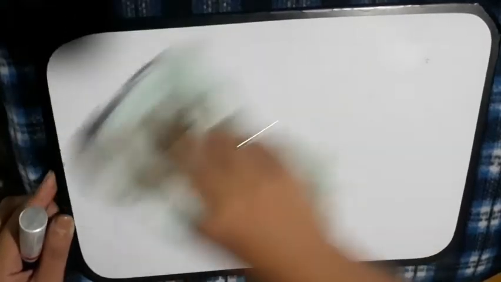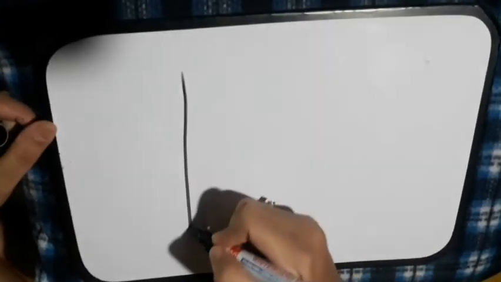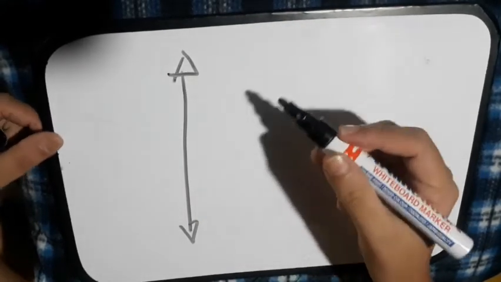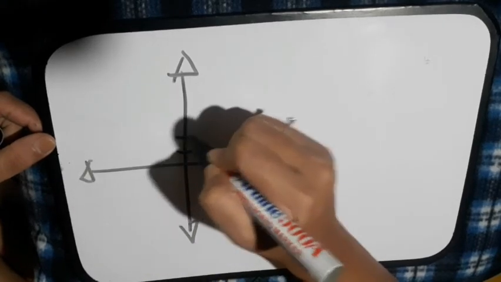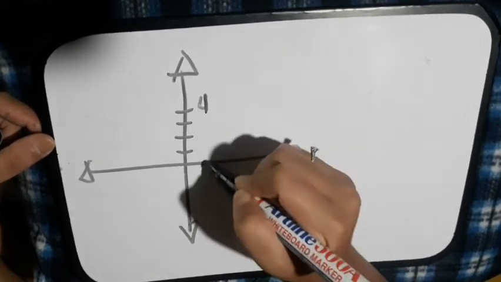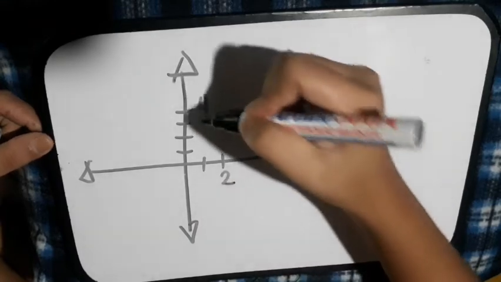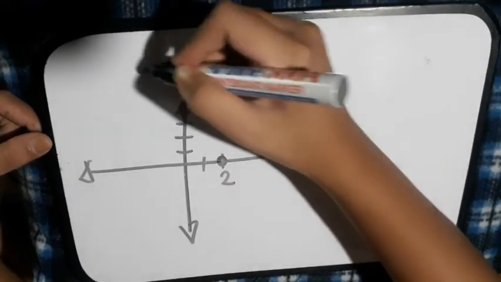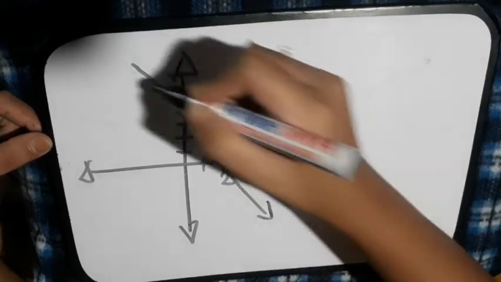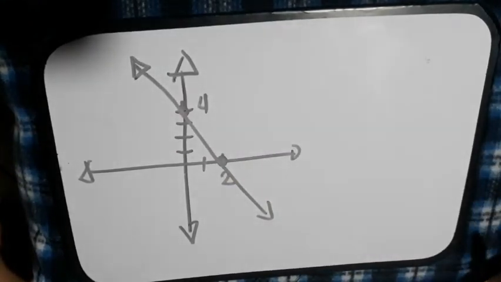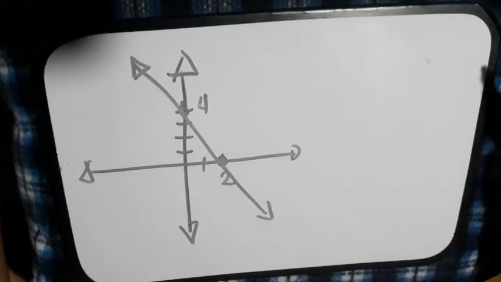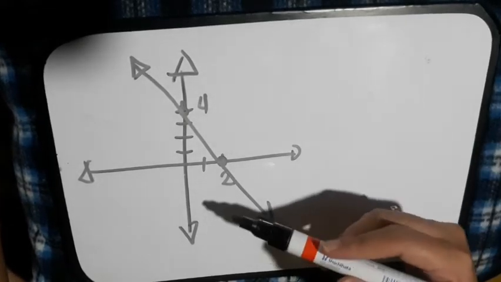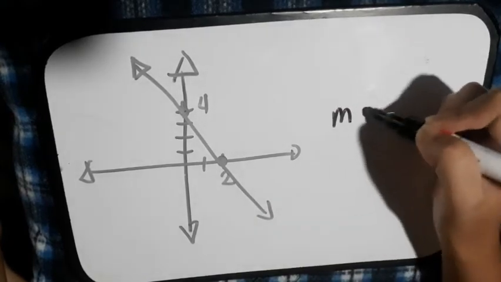Okay, another example. Okay, kung papansinin natin, yung graph na example natin kanina ay papunta sa kanan, kaya siya ay positive. Kapag ang graph natin ay katulad nito, siya ay magiging negative.